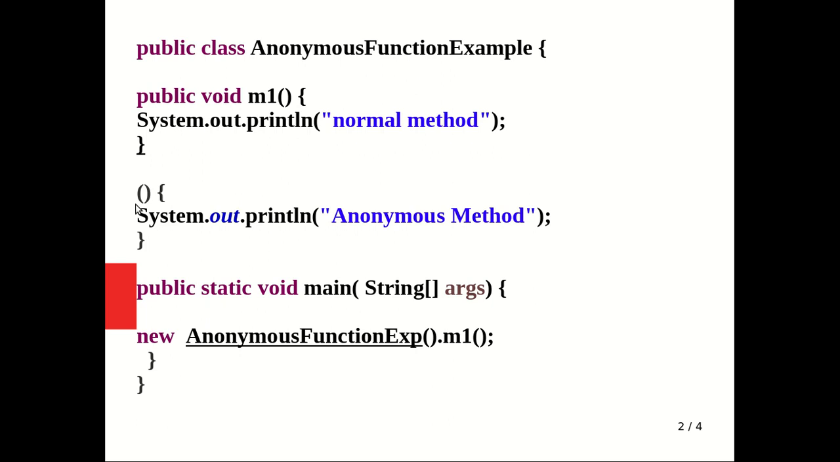Here is one thing: for every expression we cannot write a Lambda expression. A Lambda expression can only be applicable for a functional interface. The method which is present inside a functional interface, for that particular method only we can write a Lambda expression. So now we are going to understand what a functional interface is, and then I will show you how to use a Lambda expression for a method present in a functional interface.